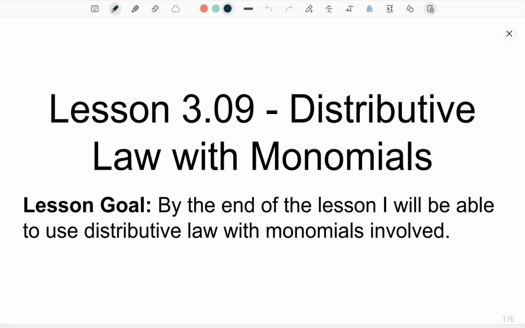Okay, so we're going to look at the distributive property, or the distributive law, with monomials. By the end of this lesson, the goal is that you'll be able to compute some of these questions with brackets, using the operations of monomials that we had done previously.